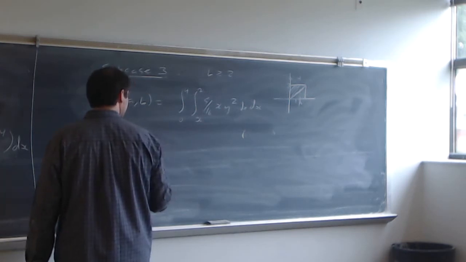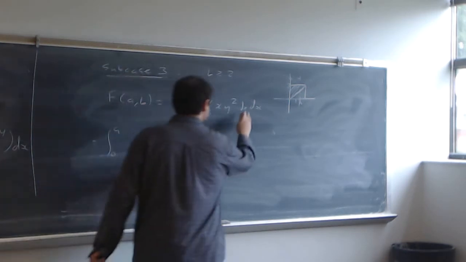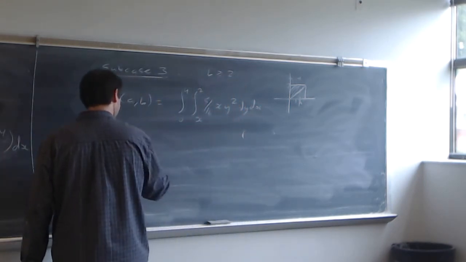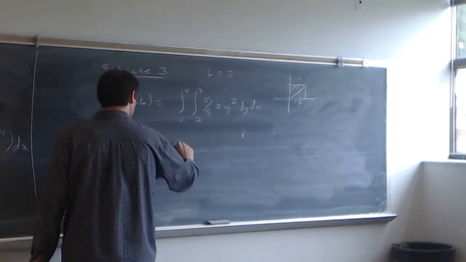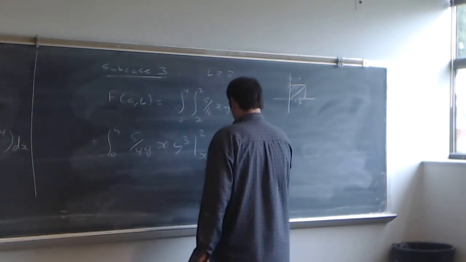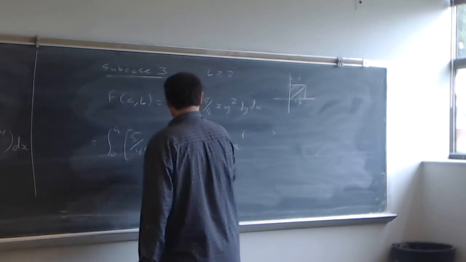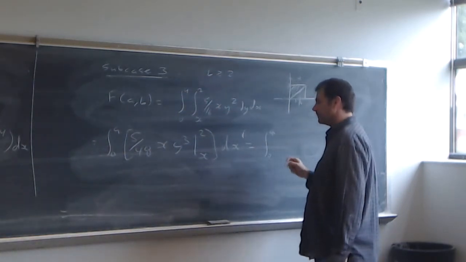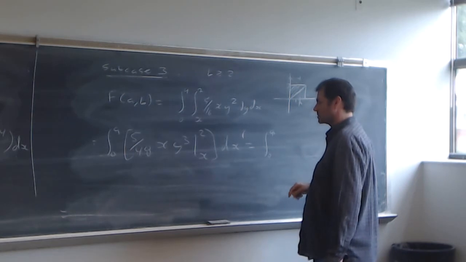Here I find the antiderivative with respect to, I wrote this incorrectly, this is dy, with respect to y. So again, we're going to do 5 over 48 x y cubed, evaluated from x to 2, and whatever we get, dx. Integrate with respect to x. This is the integral from 0 to a. You stick in y equal to 2.